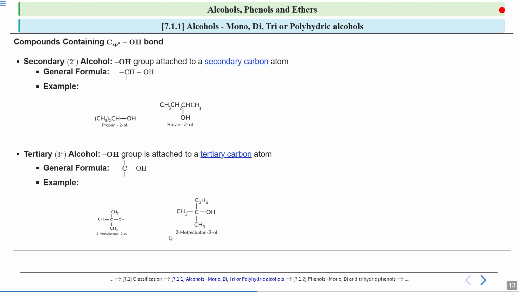Similarly, in the other example, 2-methylbutan-2-ol, a tertiary alcohol, the hydroxyl group is attached to a carbon, and this carbon is attached to 3 other carbons. So this is a tertiary alcohol.